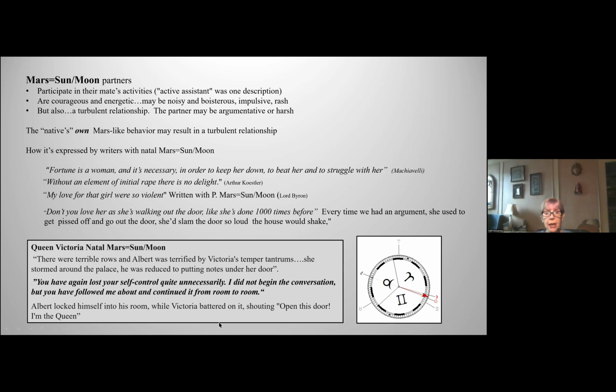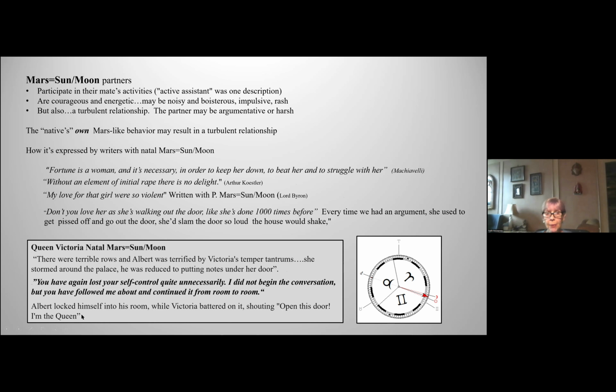And what was said about the relationship, there were terrible rows. Albert was terrified by her temper. She'd storm around the palace, and he was reduced to putting notes under her door. And here's an example of a note that he wrote. You have again lost your self-control, quite unnecessarily. I did not begin the conversation, but you followed me about and continued it from room to room. And that is turbulent. That's a Mars relationship.